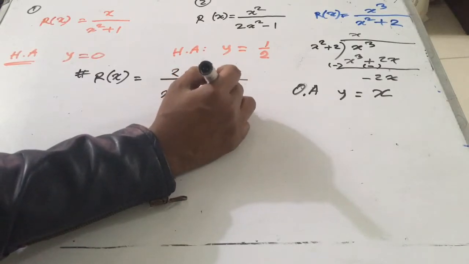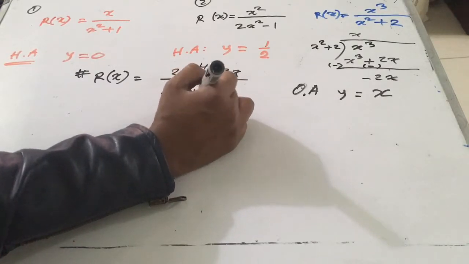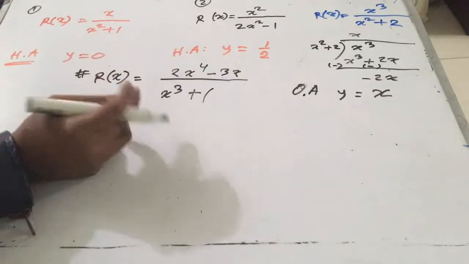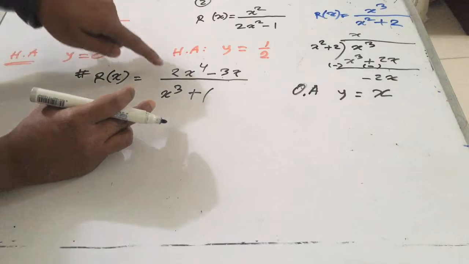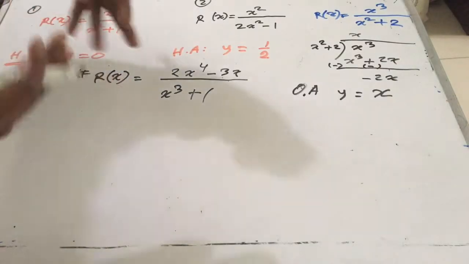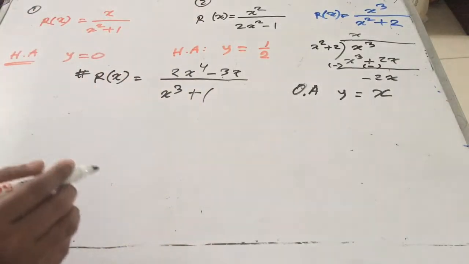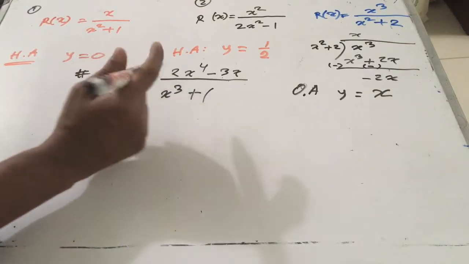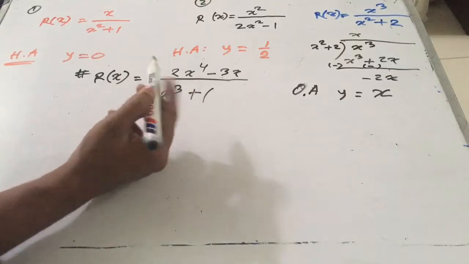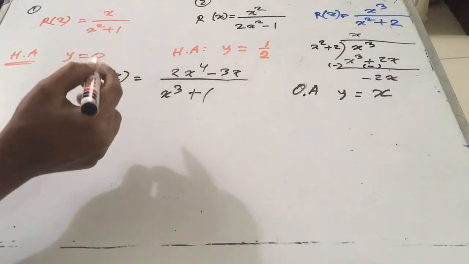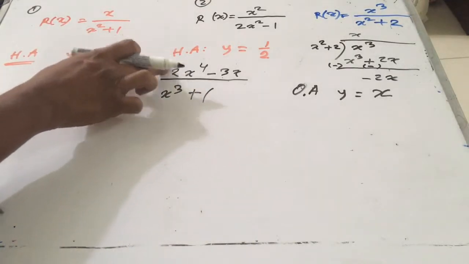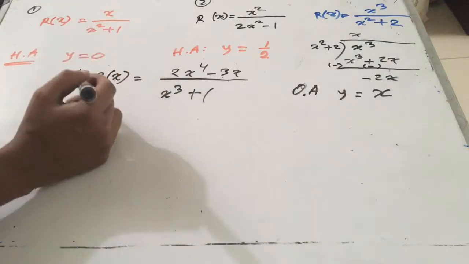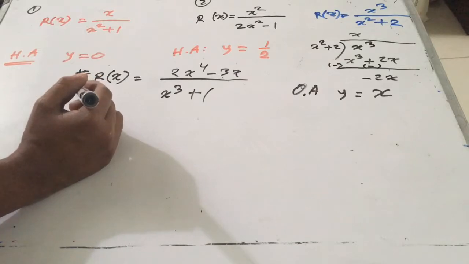Minus 3x, plus 1. You can just continue writing it, but it will not make any difference, because the main difference will be made by this. The remaining thing is just continuation of the calculation. First of all, this will be an oblique asymptote, because this is power 4, this is power 3. Definitely it will be an oblique asymptote, because this is an improper fraction. If the power is more on the top, then it is an improper fraction, and for an improper fraction we have an oblique asymptote.